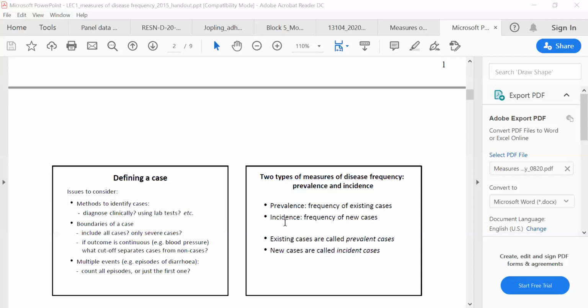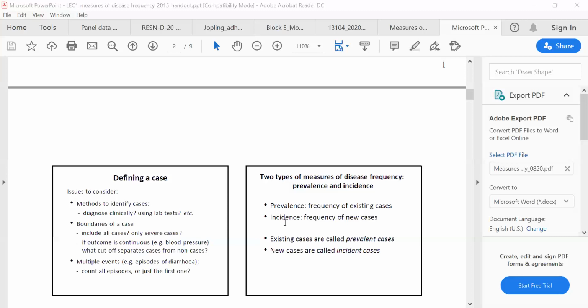So the difference between prevalence and incidence as measures of disease frequency: we say prevalence is the frequency of existing cases, but incidence refers to the new cases. So if you've got a condition, whether it's a disease or a health event or whatever you're measuring, you might already have people with that condition within a population. That's the prevalence. The new cases which you get, that's the incidence.